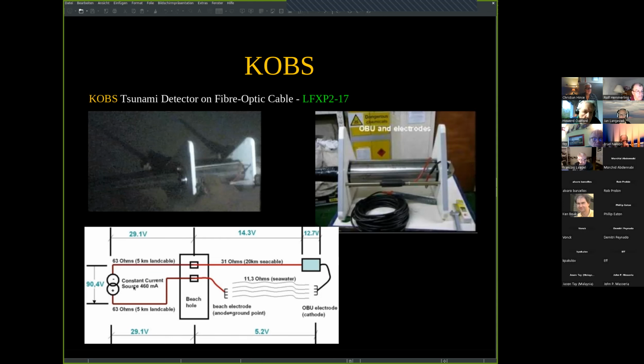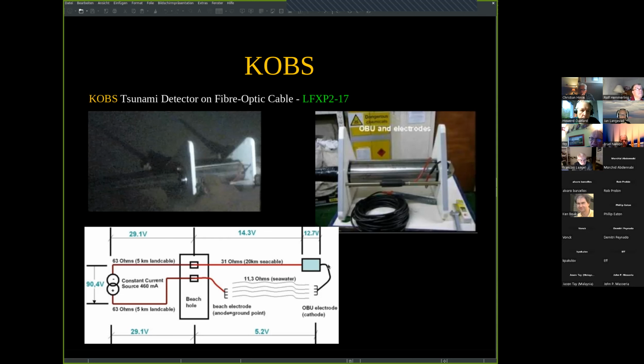We built a constant current source of 460 milliamps. And then already the land cable was 63 ohms, 5 kilometers. And then the 20-kilometer sea cable was another 31 ohms. So these all incurred losses on the way to the OBU. So here we lost 29 volts, here we lost 14, and the OBU itself consumed 12.7 volts.